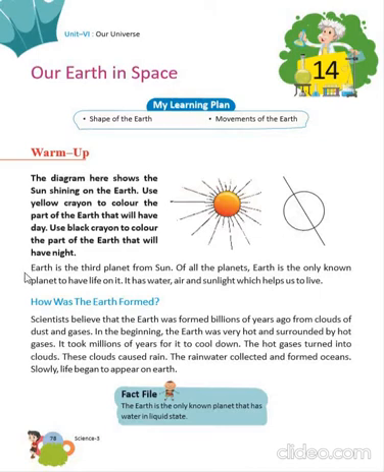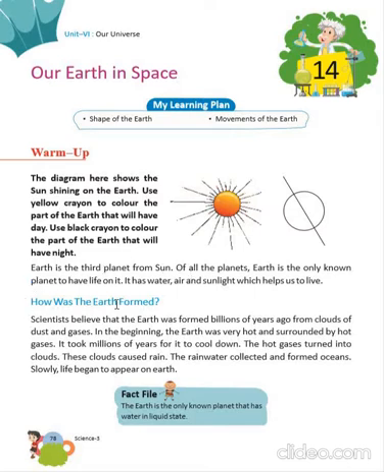So children, do you know that Earth is the third planet from the Sun and Earth is the only planet where life is possible because it has water, air and sunlight which help us to live.